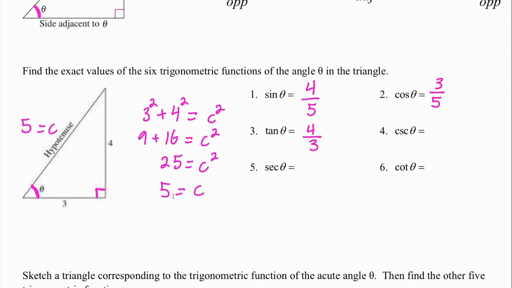Now we can think about the rest based off of what we already found. Cosecant is really just sine flipped, so it is the hypotenuse over the opposite. So it's going to be 5/4. Secant is the flipped version of cosine, so it's going to be the hypotenuse, which is 5, over the adjacent, which is 3. And then tangent and cotangent are the reciprocals of one another. So cotangent would be the adjacent, which is 3, over the opposite, which is 4. And so those would be all of our trig functions.